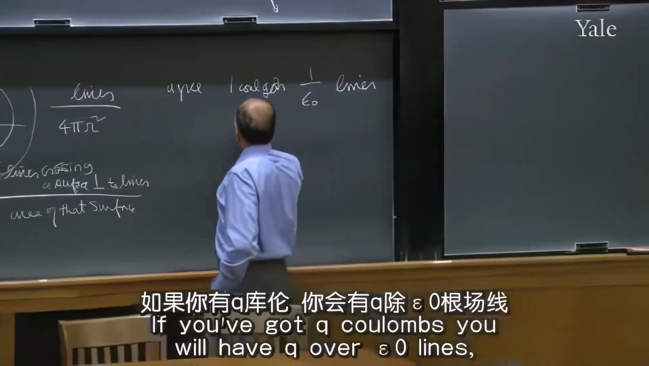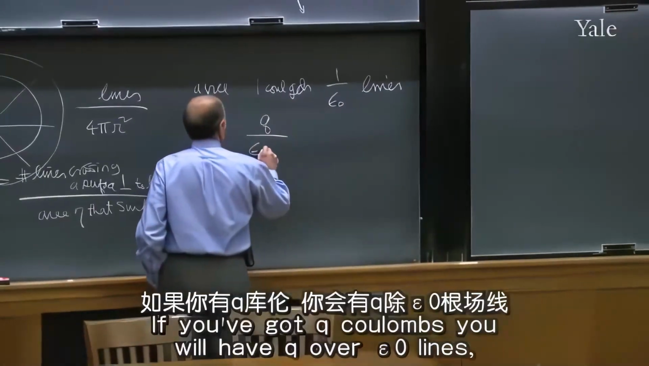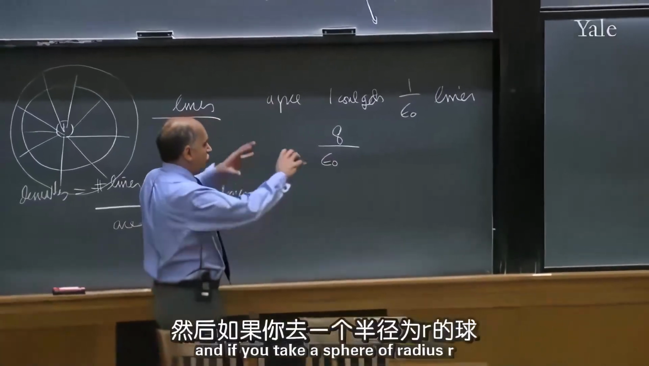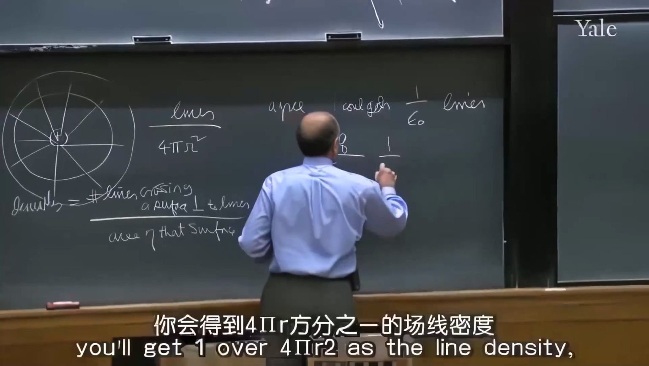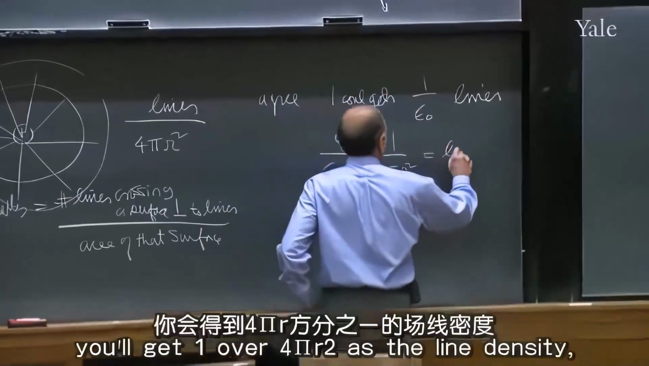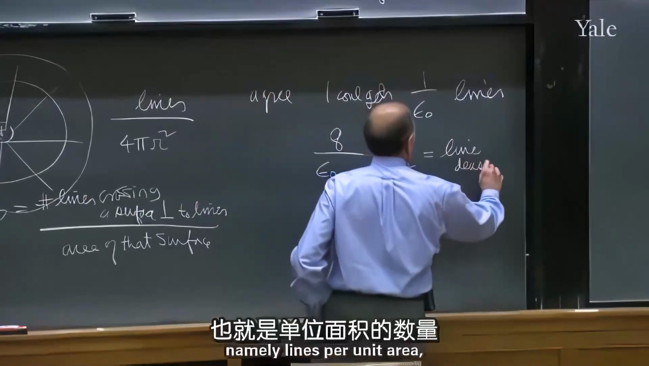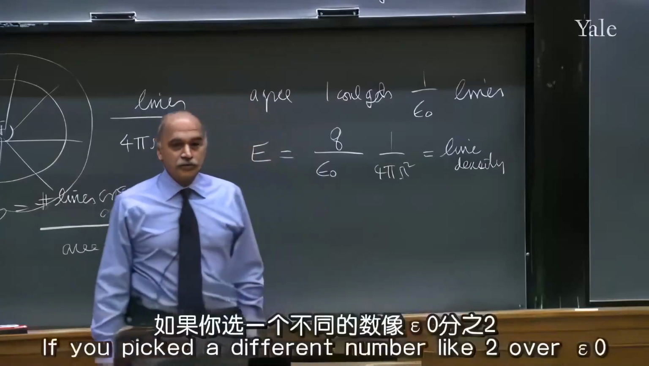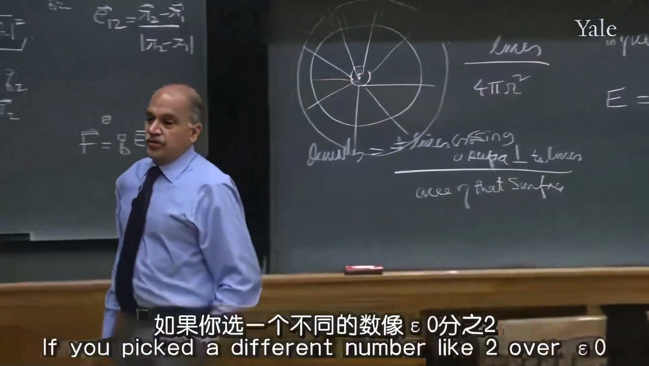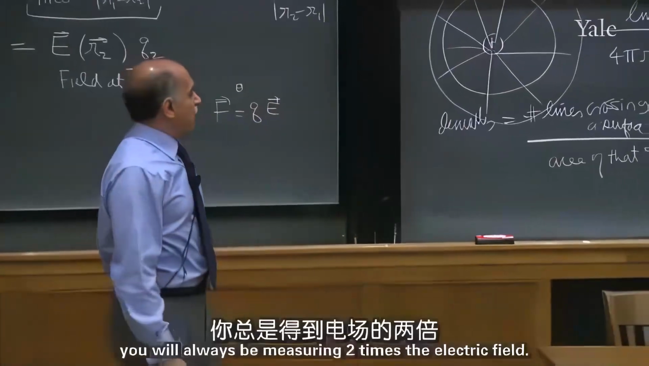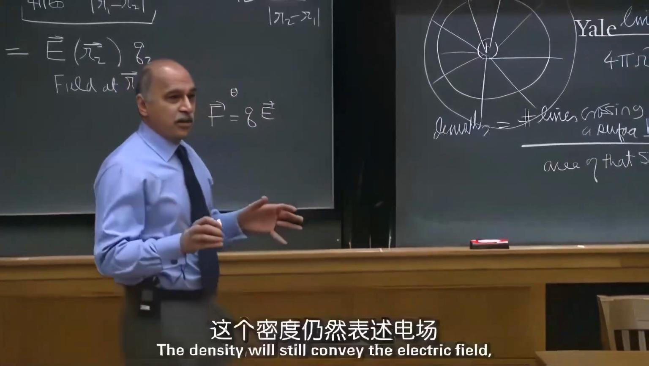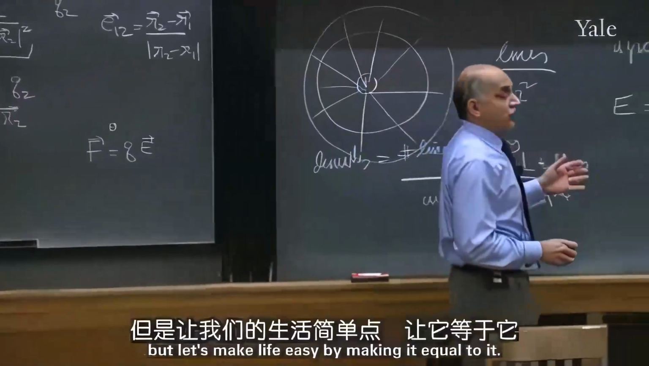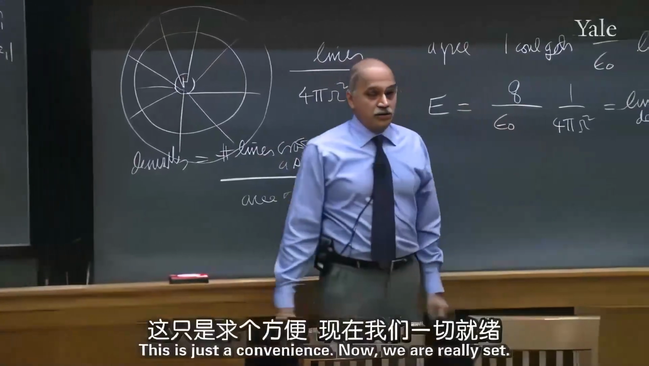Then what's the nice thing? If you have q coulombs, you will have q over epsilon 0 lines. And if you take a sphere of radius r, you'll get 1 over 4 pi r squared as the line density, namely lines per unit area, but that is exactly equal to the strength of the electric field. If you picked a different number, like 2 over epsilon 0, you would always be measuring 2 times the electric field. The density would still convey the electric field, namely it would be proportional to it, but let's make life easy by making it equal to it. This is just a convenience.